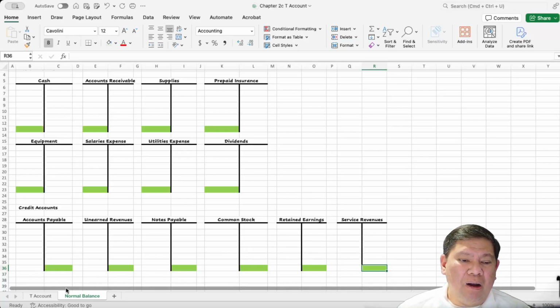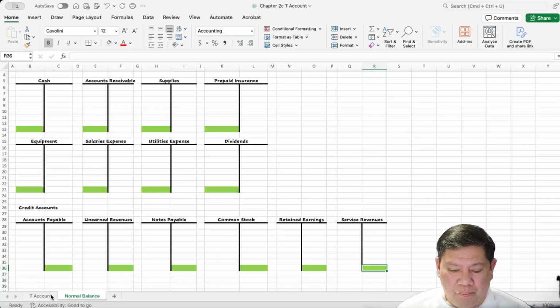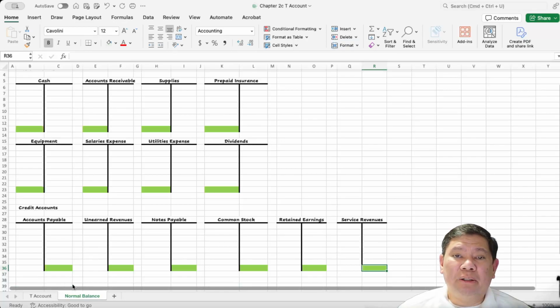So that's how we explain what normal balance is, and that's what we're going to use to record various transactions.